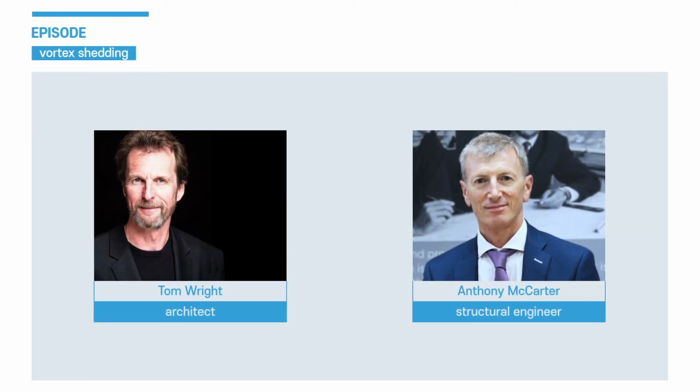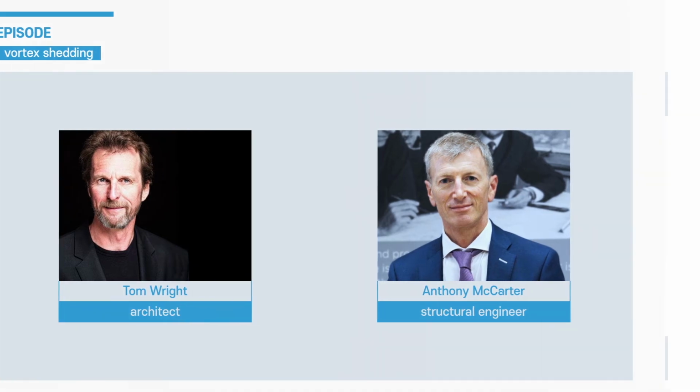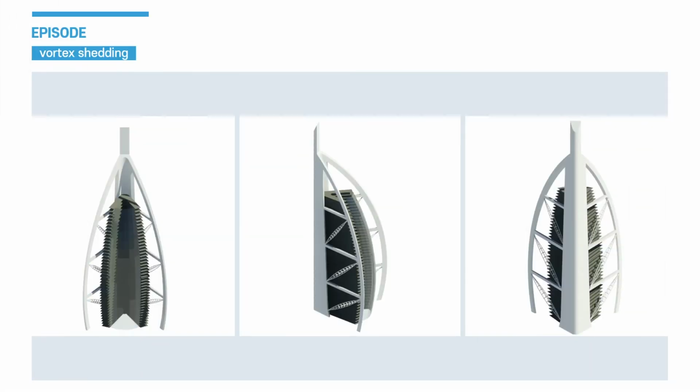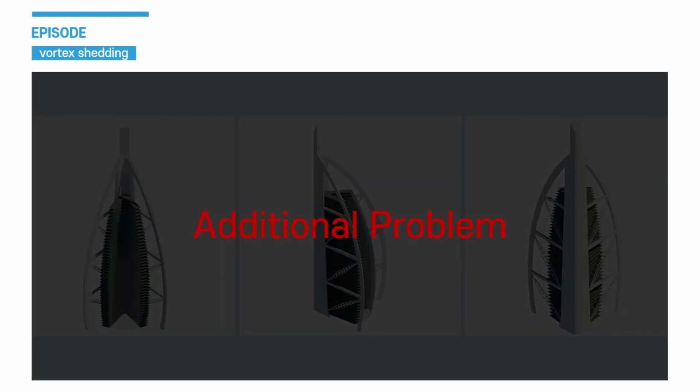Now let's move on to this week's episode. As discussed earlier, architect Tom Wright and structural engineer Anthony McCarter were able to complete a stable steel structure to resist wind loads. Thus, Burj Al Arab was becoming the world's best hotel with its stability and beautifulness. All seemed to have been solved when the wind load, which was the problem of skyscrapers, was resolved. But a new problem arose.